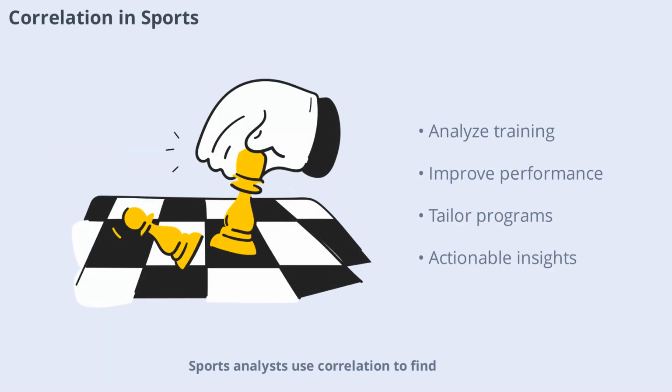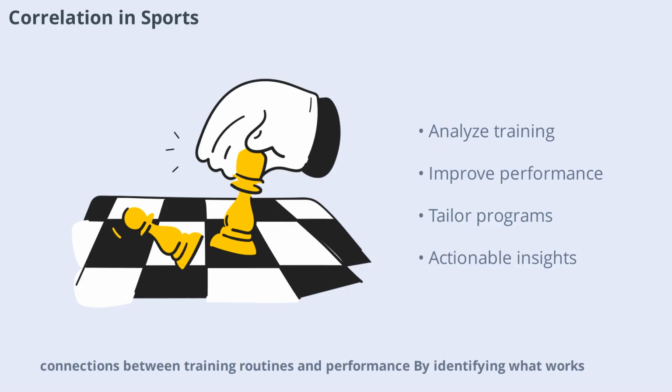Sports analysts use correlation to find connections between training routines and performance. By identifying what works, coaches can tailor programs to help athletes reach their full potential. Correlation helps turn raw data into actionable insights for better results.